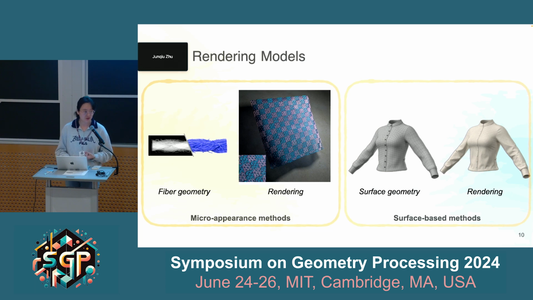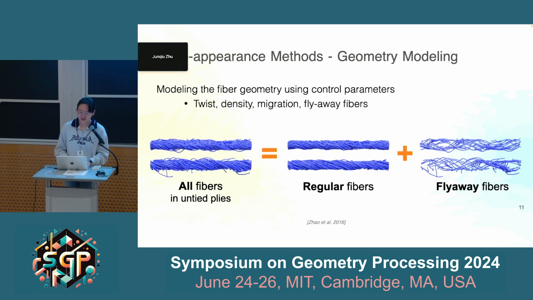So I will first introduce the microappearance methods. The microappearance methods need to model the most detailed geometry level, which is the fibers. As we introduced before, there are 3 levels of cloth geometry: fiber, ply, and yarn. Zhao et al. proposed a microgeometry modeling method where cloth can be synthesized procedurally. This approach offers the advantage that a model-driven architecture allows for intuitive editing paradigms.